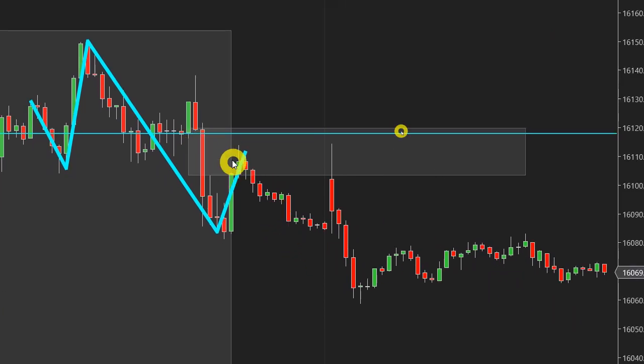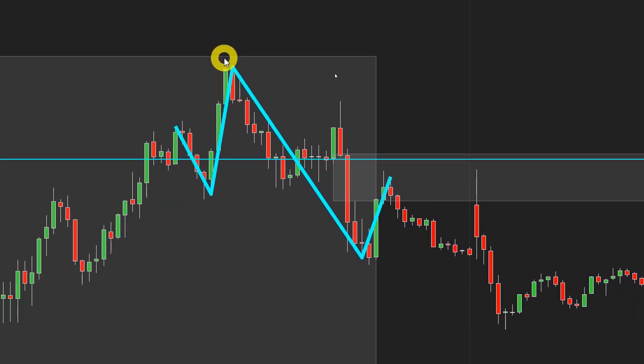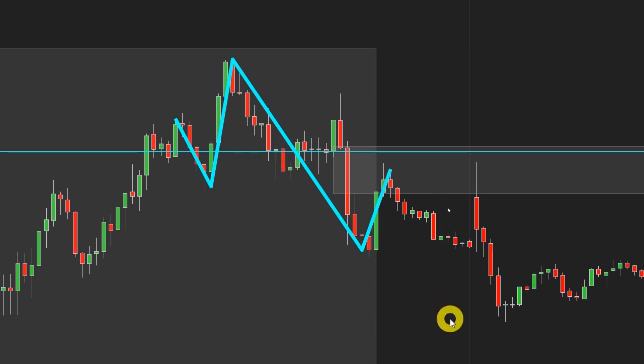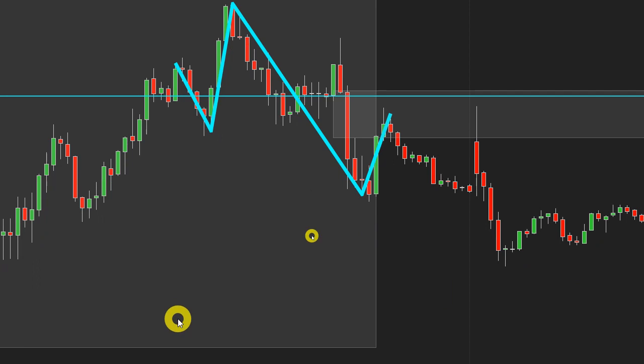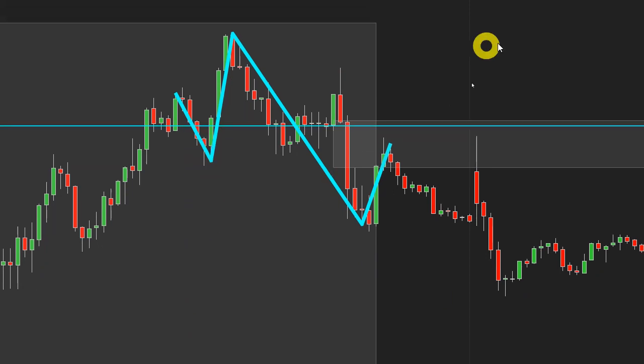There's your fair value gap. Here's your sweep of the liquidity, break of structure. You might say, well, why didn't you take this one right here? This pivot down did not break the structure. It didn't come below this breaker block, right?